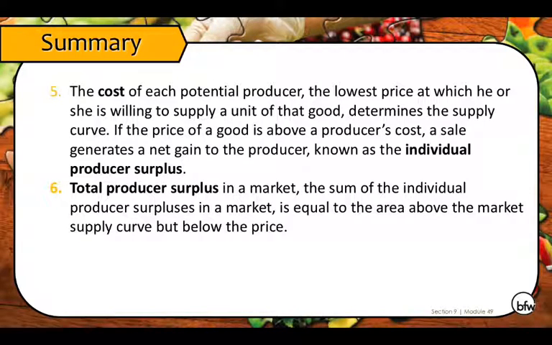Then we looked at the producer's angle of things. The cost of each potential producer is the lowest price at which he or she is willing to supply a unit of that good, and that determines the supply curve. If the price of a good is above a producer's cost, a sale generates a net gain to the producer, known as the individual producer surplus. Then total producer surplus in a market can be determined through the sum of the individual producer surpluses in a market, and that's equal to the area above the market supply curve but below the price.